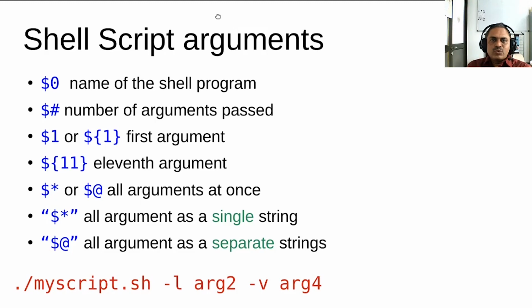$1 would correspond to the very first argument that was passed. In this case of the example, -l would be the value of the string which corresponds to $1. And if you have more than 9 arguments passed, then it's a good idea to use braces to enclose the number of the argument, because as you know, if you would type $11, then it would be interpreted as $1 for the variable followed by a numeral 1 as an appended text.